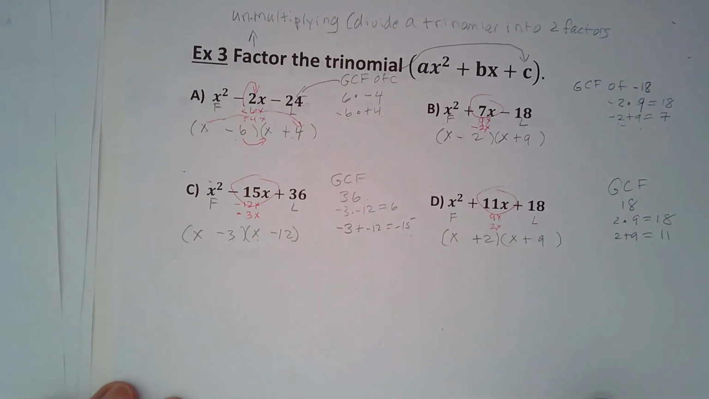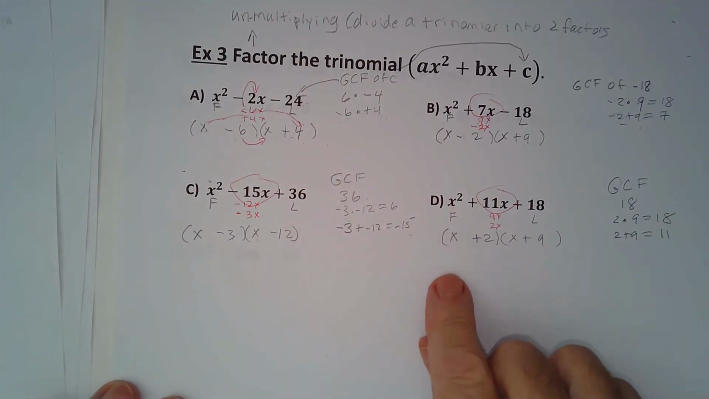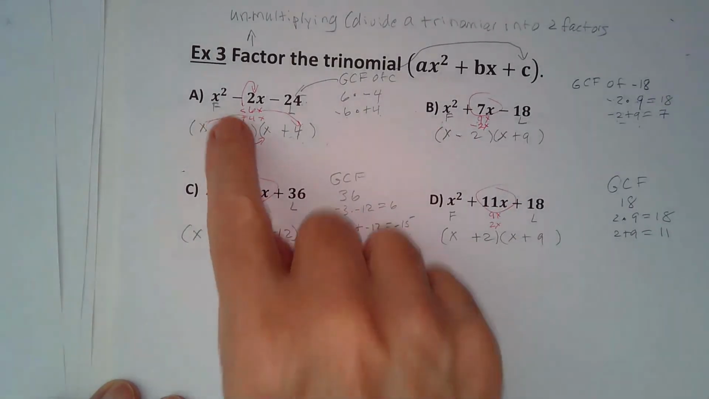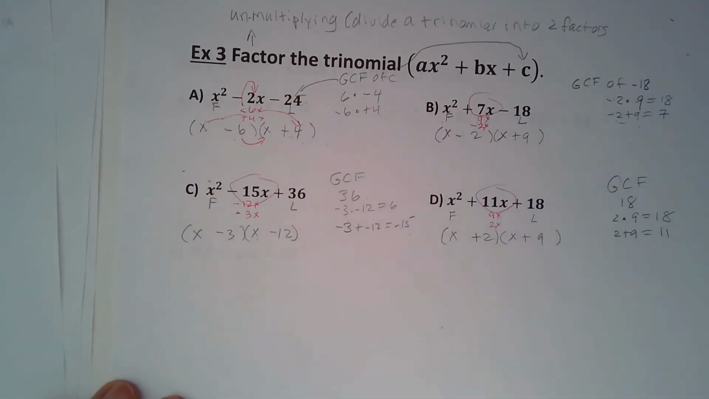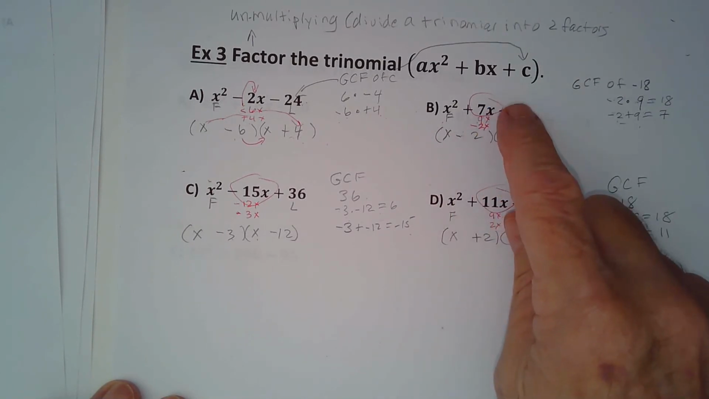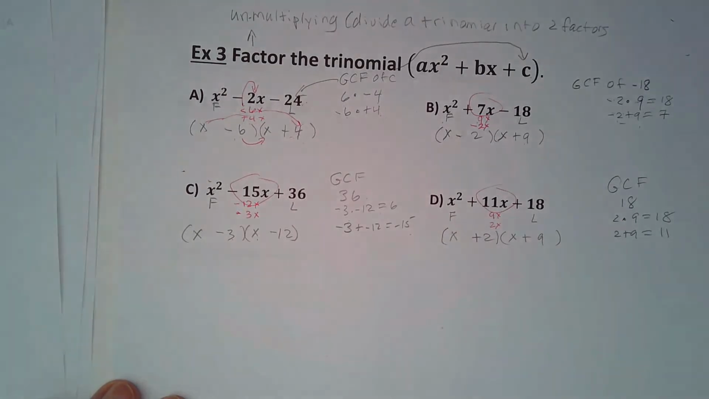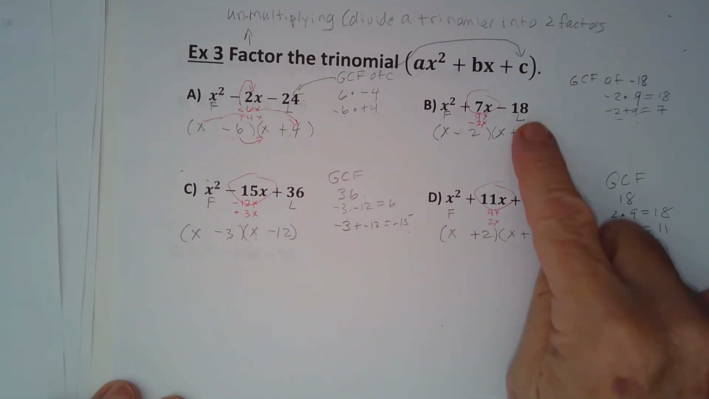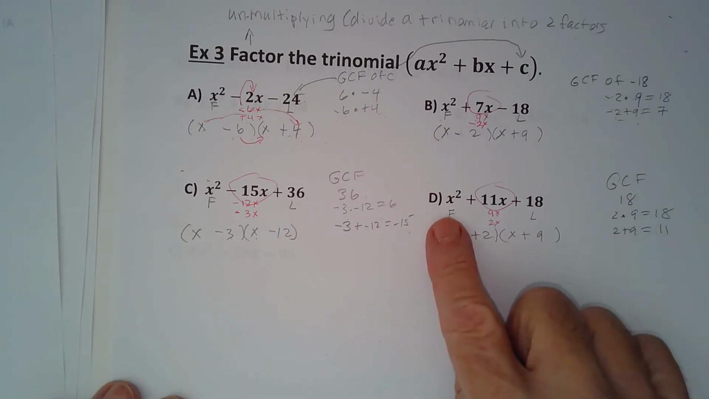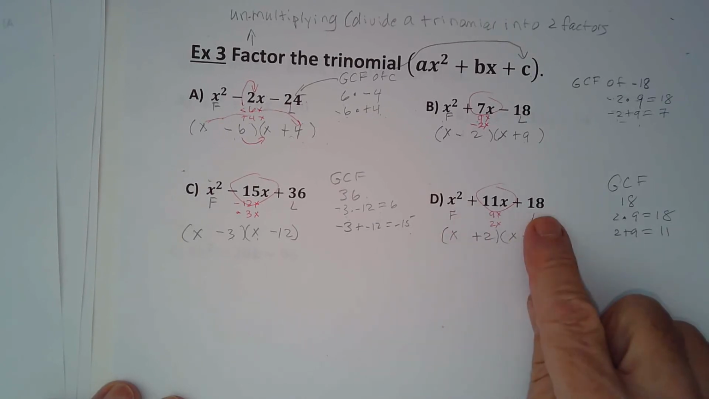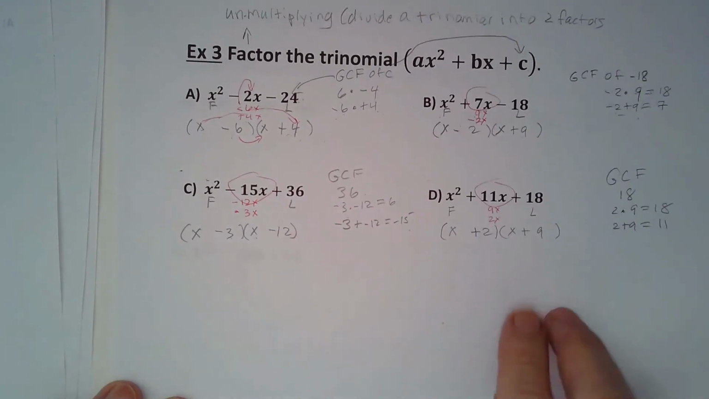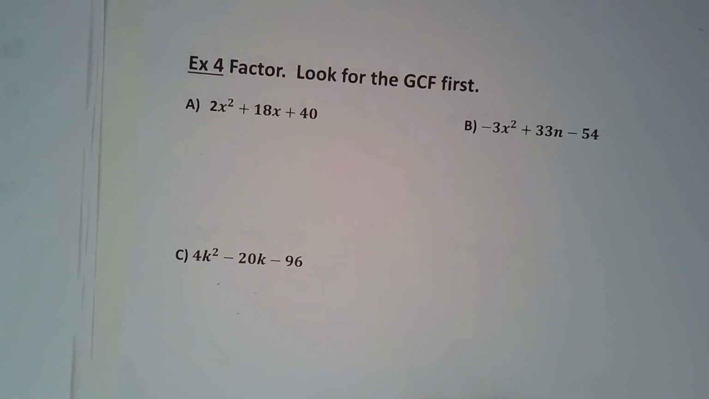The big thing about this that makes this easy is that your first term, your squared term in each of these cases, is just 1x squared. If you have a coefficient other than 1, then you're going to want to see if you can factor out any greatest common factor out of all three terms before you actually go through and do this method. And so that's what we're going to see in this next one.